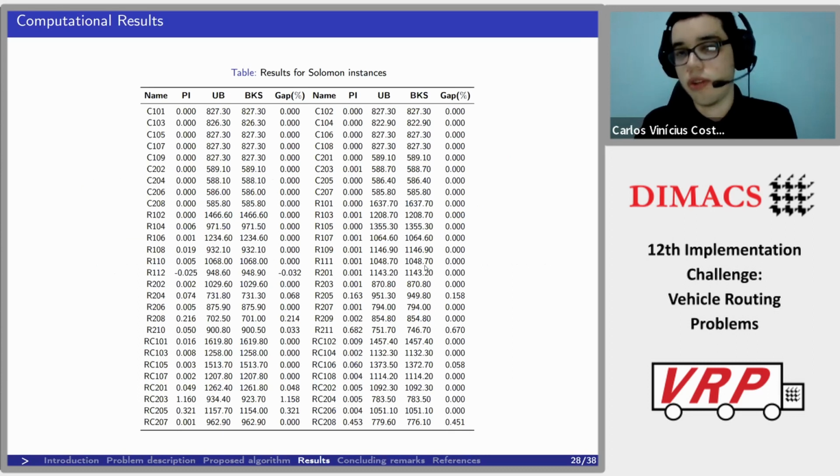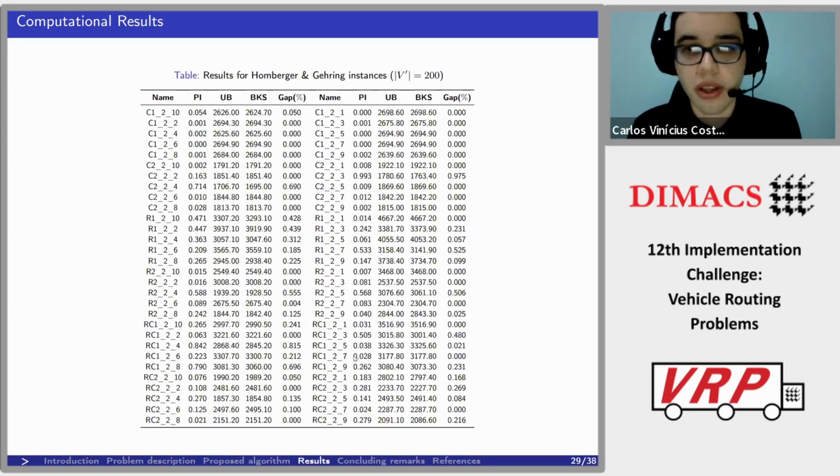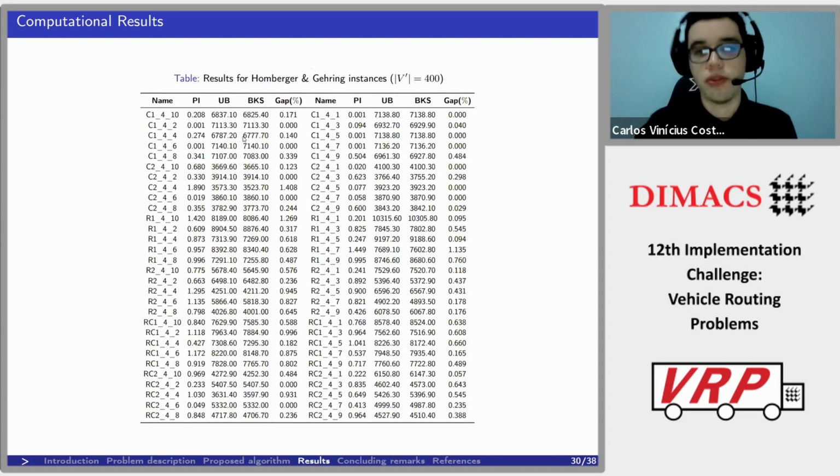So these are the results for the Solomon instances, which are small. So both the primal integrals and the gaps tend to be small on these ones. But for the Homberger instances, they start to grow. There are many sets which are separated by size. On instances with 200 customers, the results are pretty much similar to Solomon. But as the number of customers grows, both the primal integral and the gaps start to grow too.